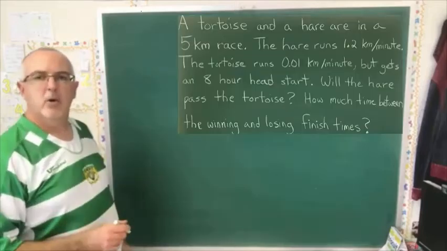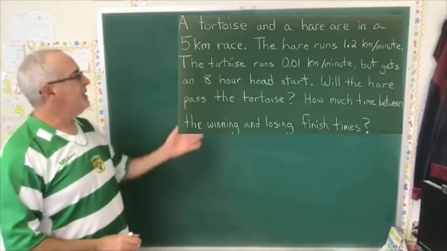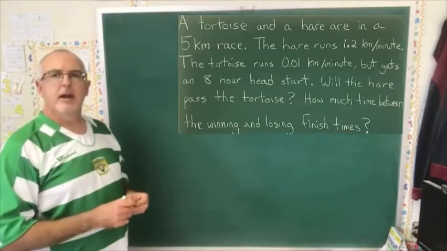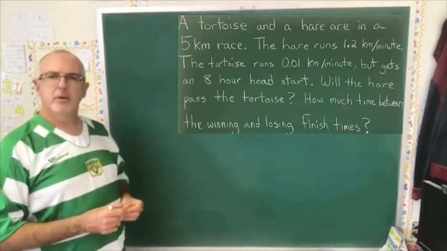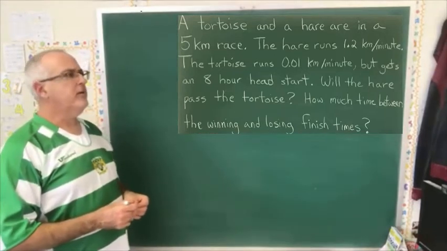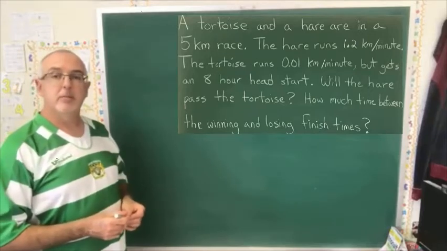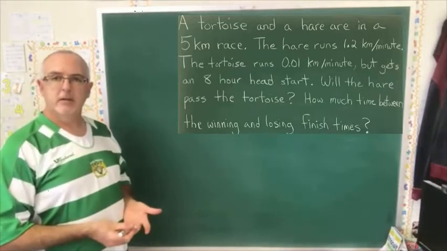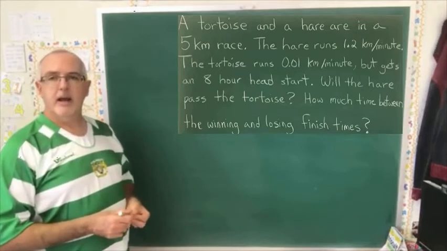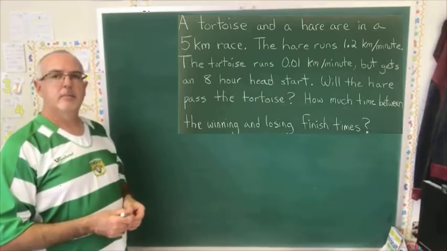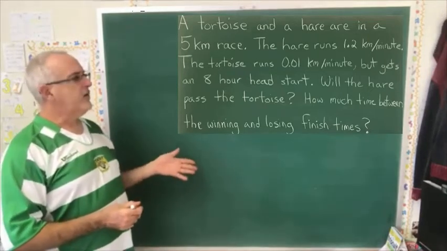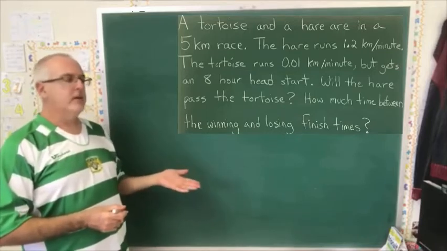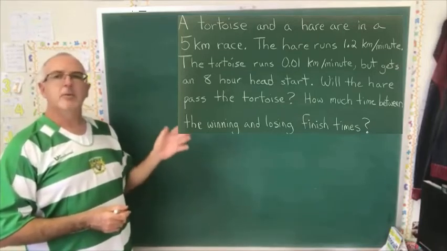We have our tortoise and the hare race question. That's right up here. The hare is traveling 1.2 kilometers per minute and the tortoise is traveling at 0.01 kilometers per minute. They're running a 5K race and the tortoise has an 8-hour head start. I'm proceeding to use straight lines math to solve this because I see the kilometers per minute unit.